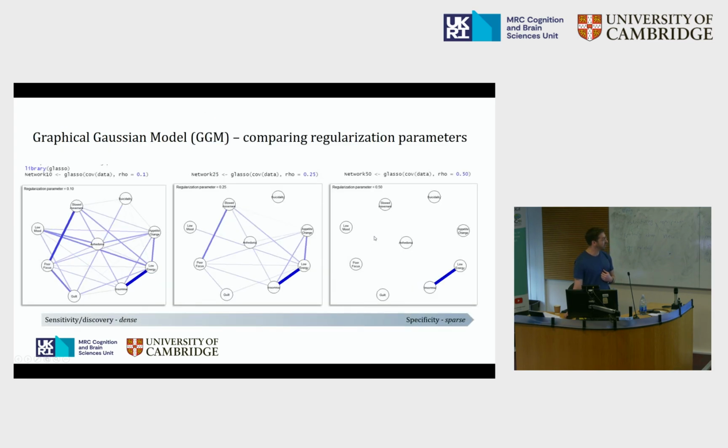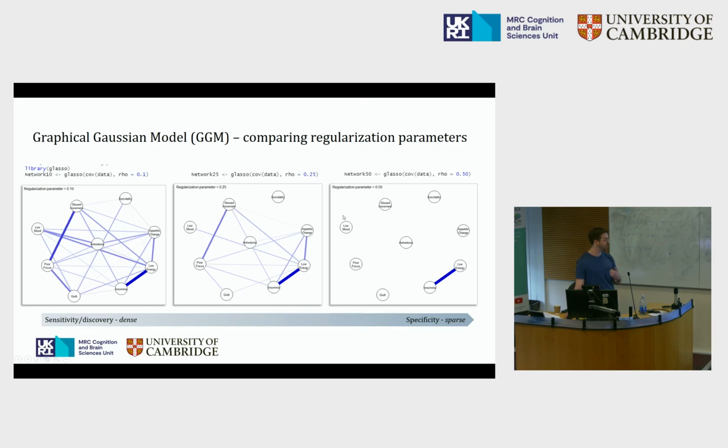I mentioned the regularization parameter, and this is an example of using a different package, this time glasso, that uses a different tuning parameter. This time it's not gamma, it's rho, just a slightly different calculation. I can get, with the same data, networks that are different from each other. You can see that as I increase my parameter from 0.1 to 0.25 to 0.50, the higher the parameter is, the more regularized the network is, and the sparser it is.